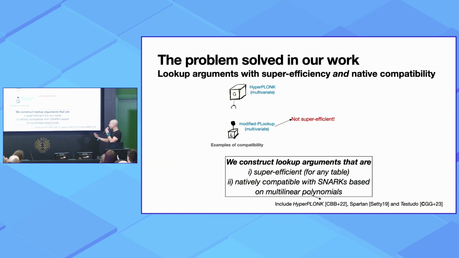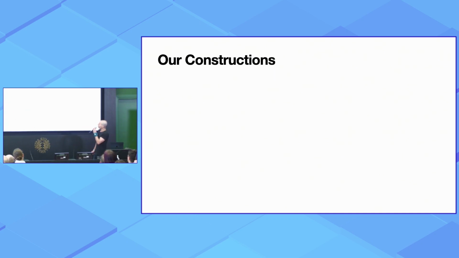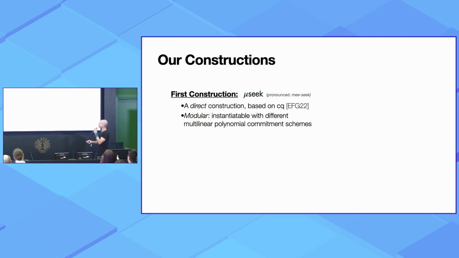And so once you have this, you can plug it into proof systems like the one before, HyperPlonk, Spartan, and just do that. But there are others. Cool, so what are the constructions I want to talk about?